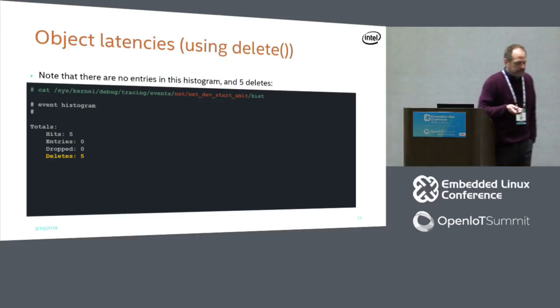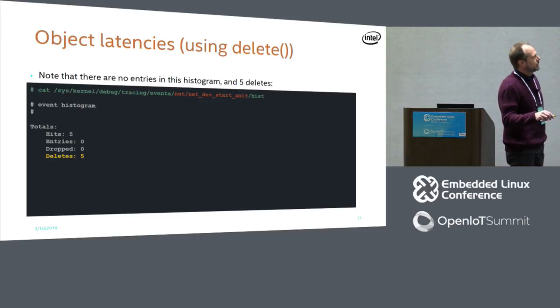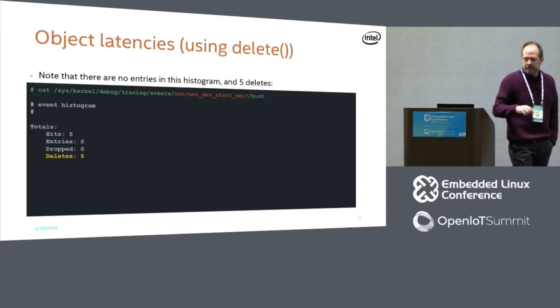And here's the result: you look at the histogram, one of the histograms, and you see it's empty, completely empty, even though we've had five hits. And the reason it's empty is because we also had five deletes. So it works.